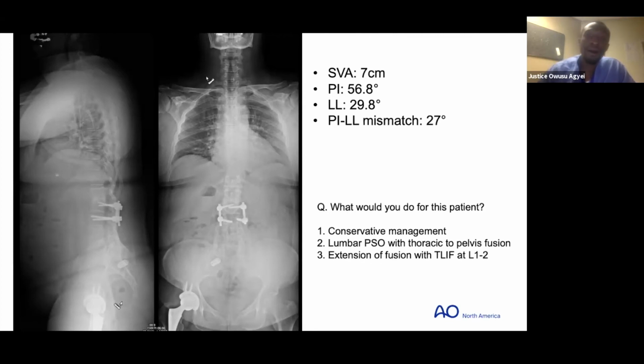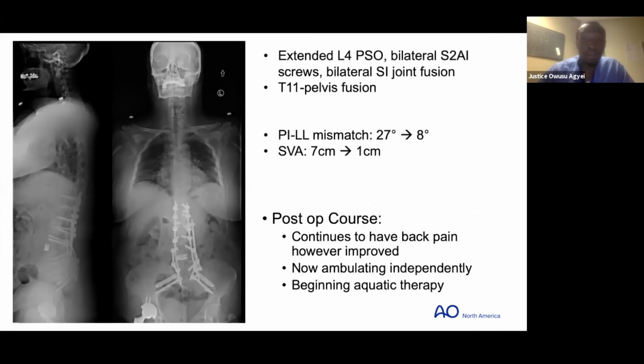All right. So I guess we basically went along with what most of the audience were thinking. We performed an extended L4 PSO with bilateral S2AI fixation and bilateral S1 SI joint fusions with fusion extension up to T11. After the surgery, you can see there's great restoration of the patient's lumbar lordosis, and the mismatch was brought down from 27 to 8 degrees, with significant improvement in the patient's SVA.